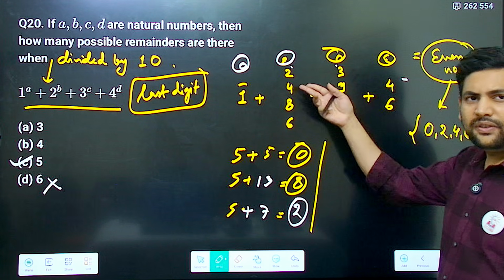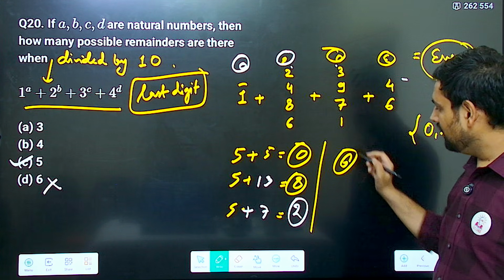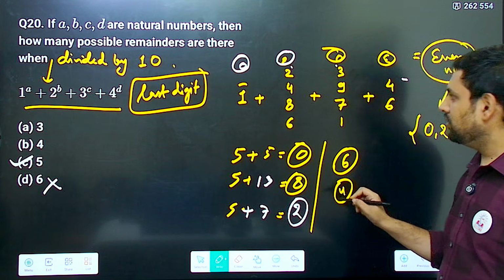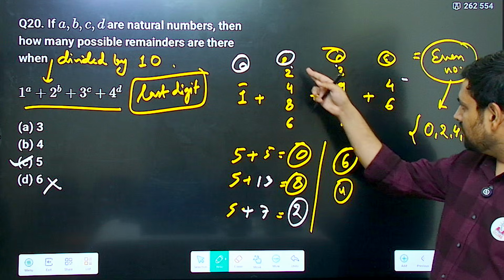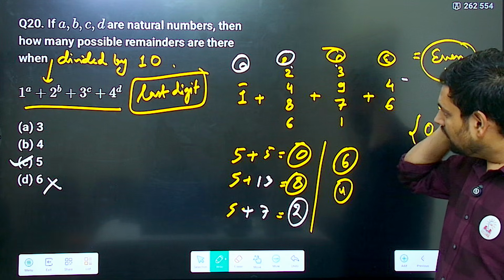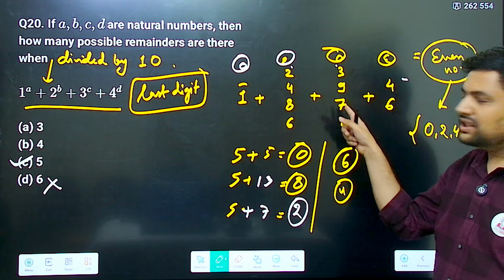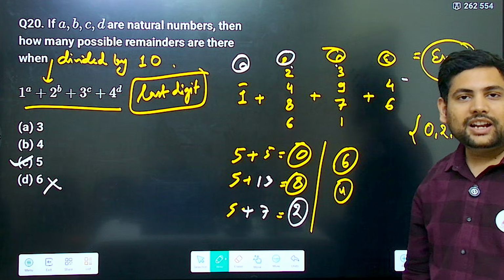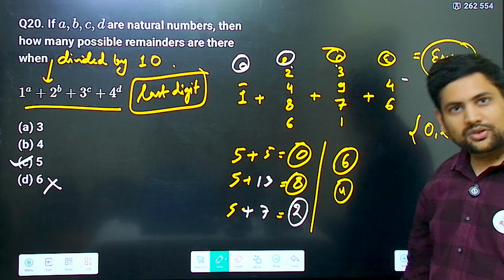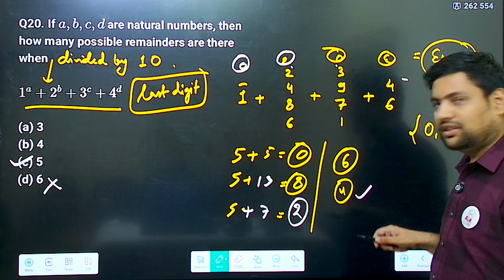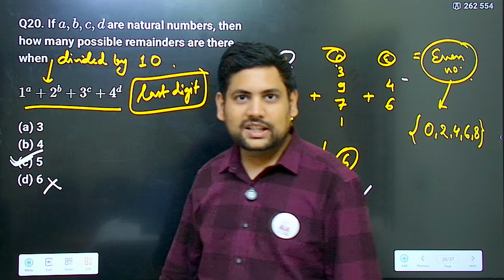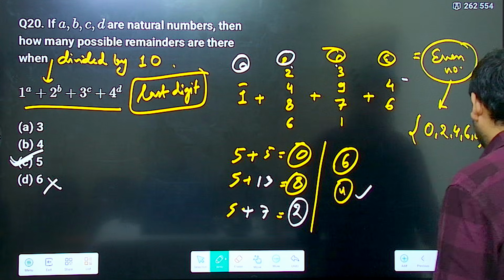Now you will find that 6 is also possible, and 4 is also possible. 4 I can tell you, 1 plus 2 plus 7 plus 4. So this becomes 5 plus 9. 9 plus 5 is 14, correct? So 4 becomes the last digit, correct? Similarly, you can get 6 also. So all these are actually possible. Answer becomes C.